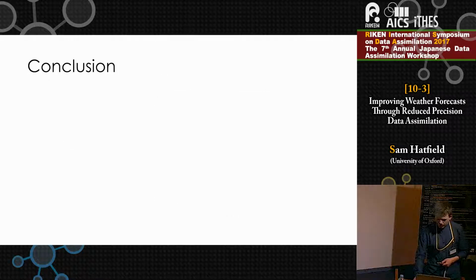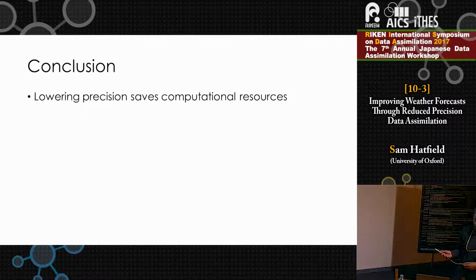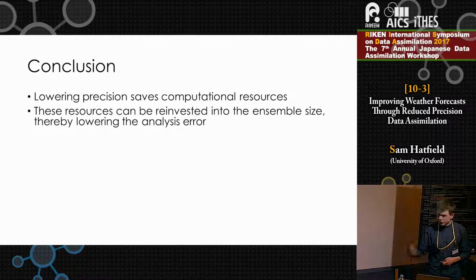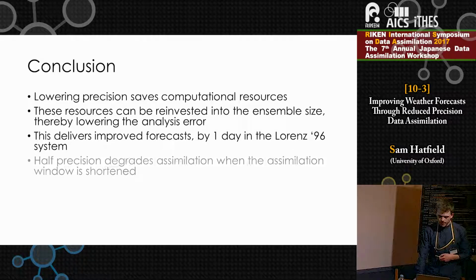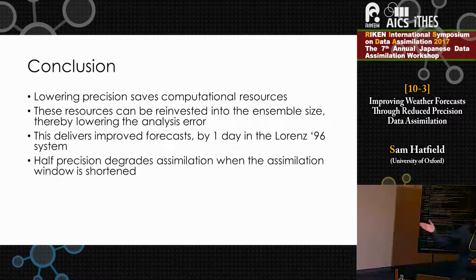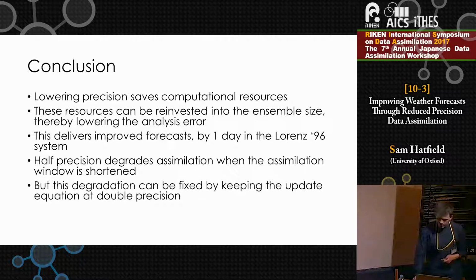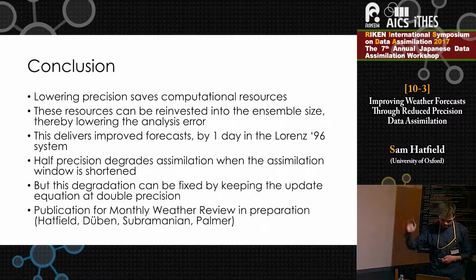Just to conclude the toy model results before I move on: lowering precision saves computational resources because lower precision arithmetic is faster. These resources can be reinvested into the ensemble size, thereby lowering the analysis error, which delivers improved forecasts. Not all assimilation scenarios are tolerant to reducing precision; specifically, the rapid assimilation regime is worse at half precision. But we can recover the performance gains from half precision by performing just one operation at double precision. And I'll be publishing these soon, hopefully.